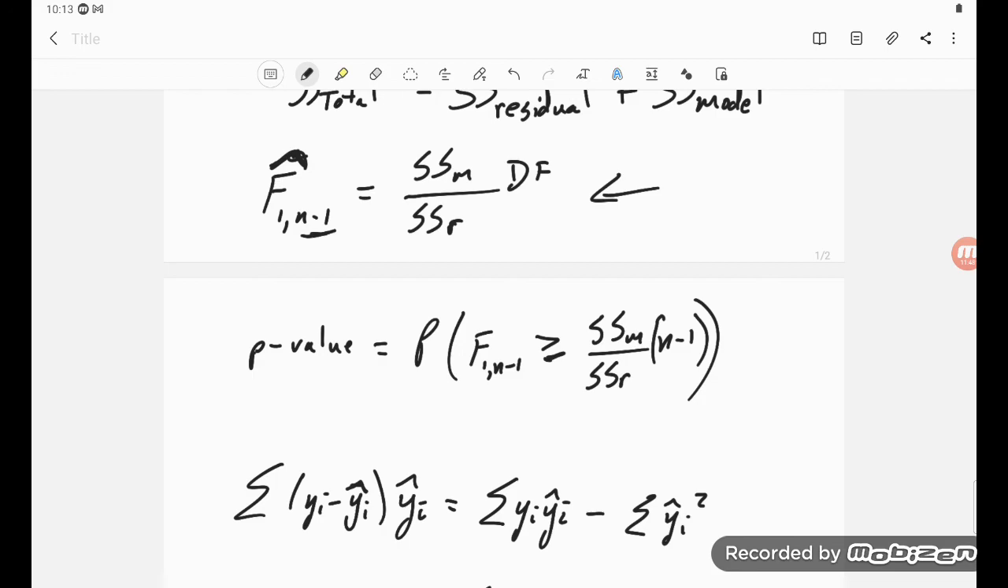And it turns out we will get the exact same p-value as the t-test. So this turns out to be the same as the t-test. Okay, so we'll call that done.